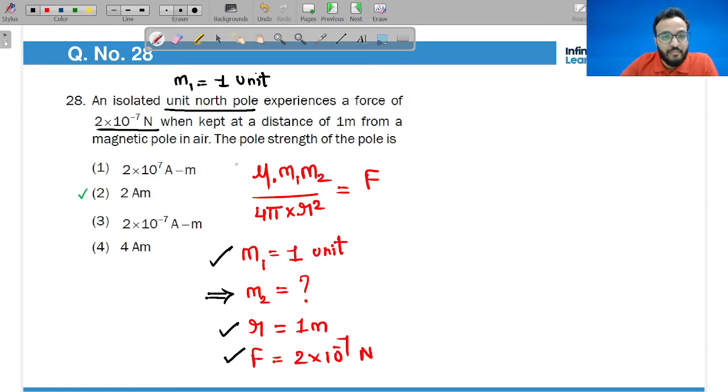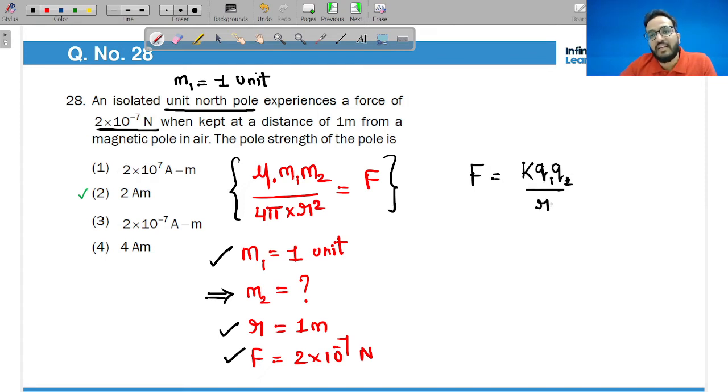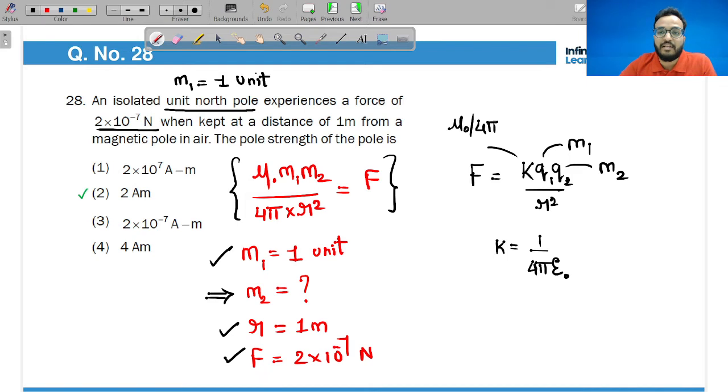So do we have any formula between two magnetic monopoles? Yes. It is mu naught m1 m2 upon 4 pi r square into f. Just like in electrostatics, you know, k q1 q2 by r square, where k was 1 by 4 pi epsilon naught. Similarly here we do that. Instead of q1 you write m1, instead of q2 you write m2, instead of k you write mu naught upon 4 pi. That's all. It's an analogy here.